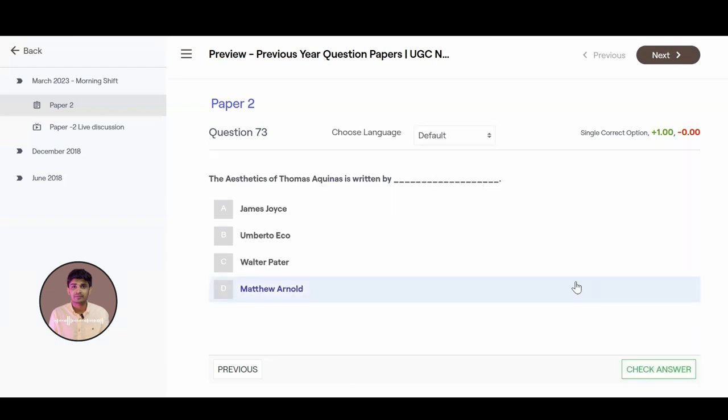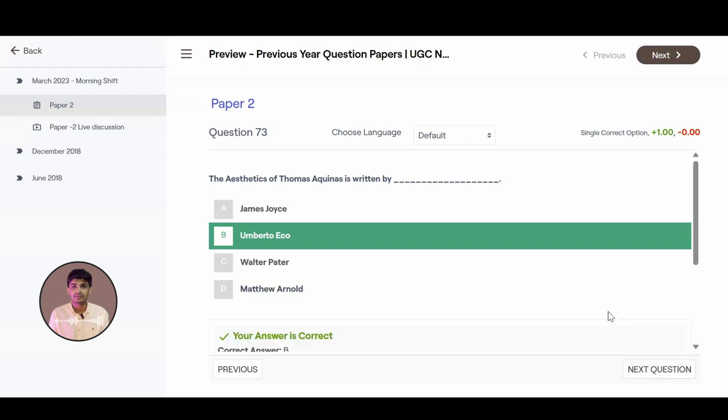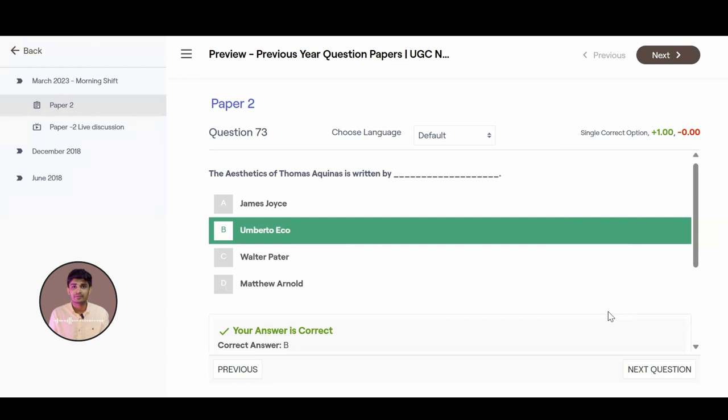The Aesthetics of Thomas Aquinas is written by dash: James Joyce, Umberto Eco, Walter Pater, Matthew Arnold. Give me the answer. B is the answer, Umberto Eco. Who was Umberto Eco? I remember discussing Umberto Eco in the class. Umberto Eco is an Italian philosopher, writer and semiotician. He wrote works like Name of the Rose and Signs of Fascism. I'm not sure if it was 13 Signs of Fascism, but I remember Signs of Fascism.